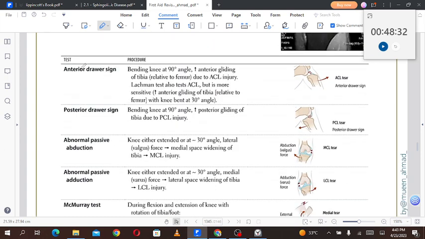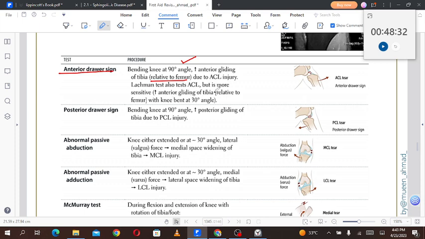Okay. So what is the anterior drawer sign? We studied about that in the 100-point videos. Anterior drawer sign means, with the knee bent at a 90-degree angle, anterior gliding of the tibia relative to the femur due to anterior cruciate ligament injury. The Lachman test also tests the anterior cruciate ligament but is more sensitive. Okay, anterior drawer sign.